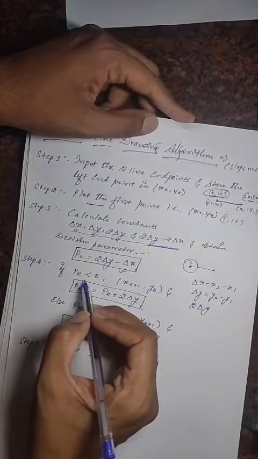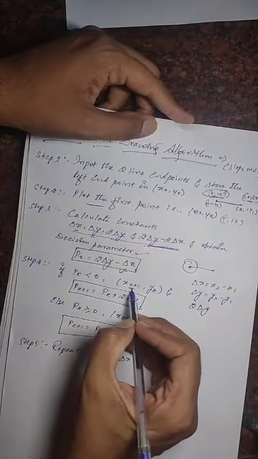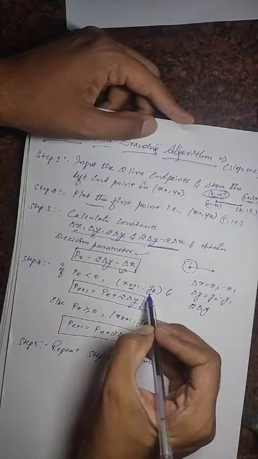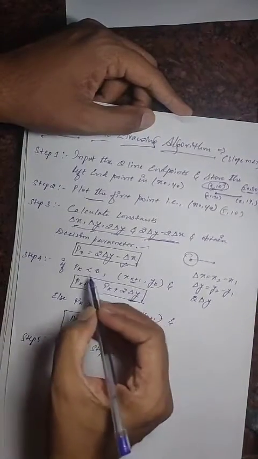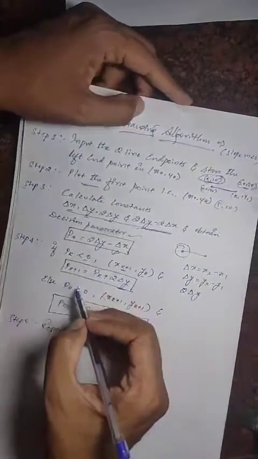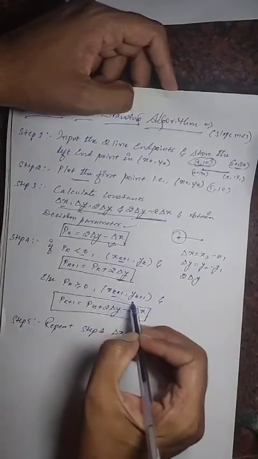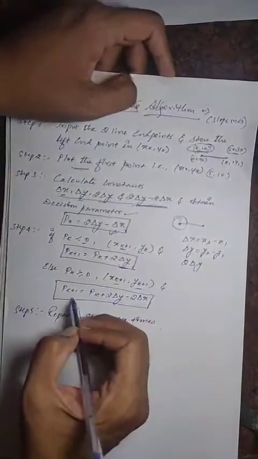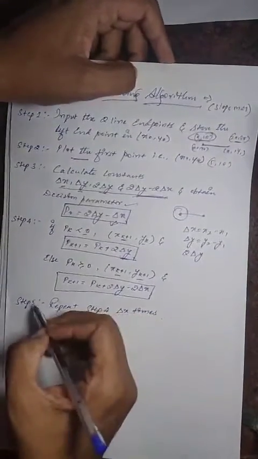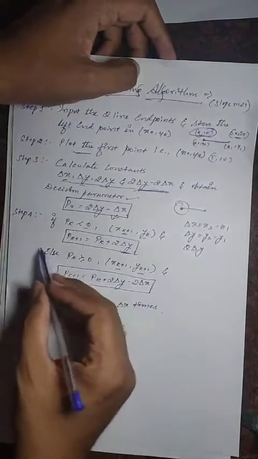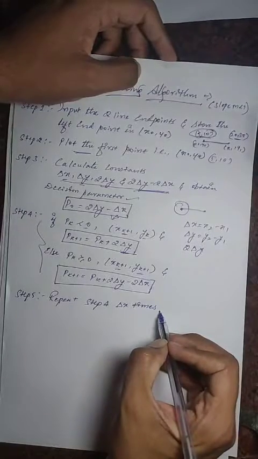If pk is less than 0, then we will increment the x value by 1 and keep the same y value, and the formula is given by pk+1 is equal to pk plus 2 delta y. What is this? If pk is less than 0. Else, if pk is greater than or equal to 0, then we increment x by 1 and y by 1, and the formula is given by pk+1 is equal to pk plus 2 delta y minus 2 delta x. And we repeat step 4 delta x times, until we reach the end point.